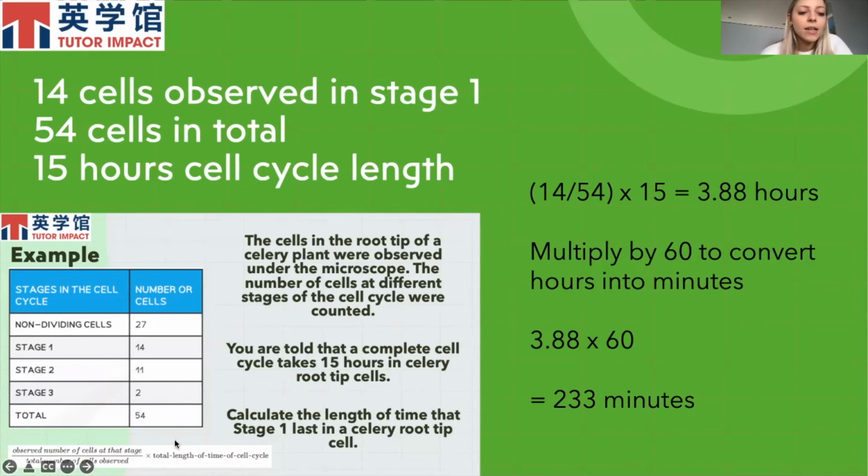And then the last thing that we need for our formula is the total length of time of the cell cycle. And again, this is given to us very easily here, where it says that you're told that a complete cell cycle takes 15 hours in celery root tip cells. So we now have these 3 numbers, and what we need to do now is work them out.